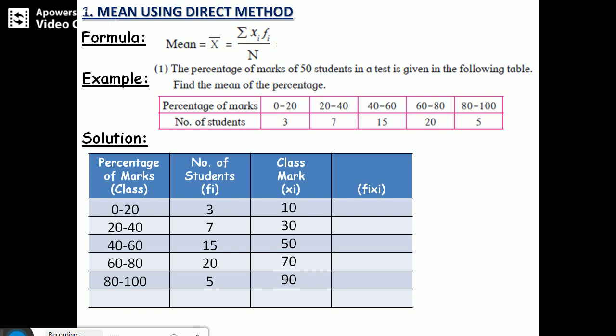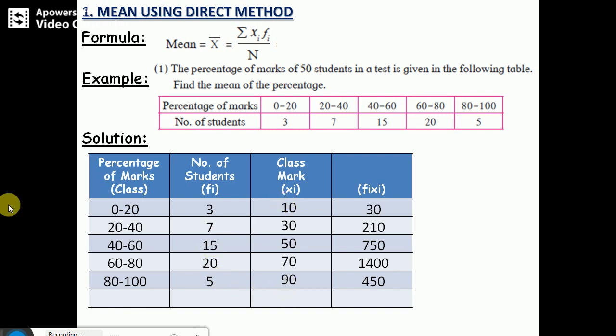Now the question arises, how to calculate this fi xi? Of course, it is very simple. This can be calculated by multiplying column fi with column xi. So here, for example, 3 multiplied by 10, of course that will be 30. Then 7 multiplied by 30, that will be 210, and so on. So this is how we have to calculate all these values by multiplying column fi with column xi.